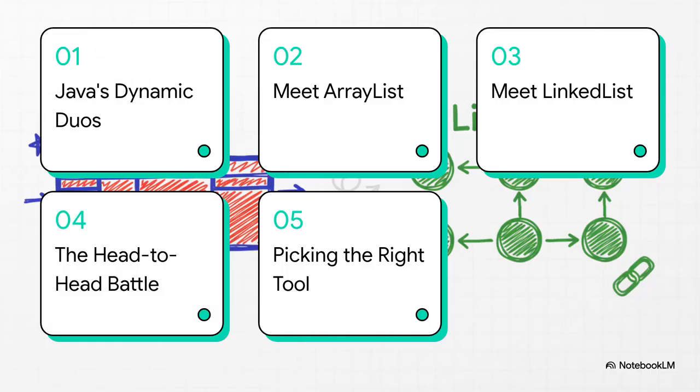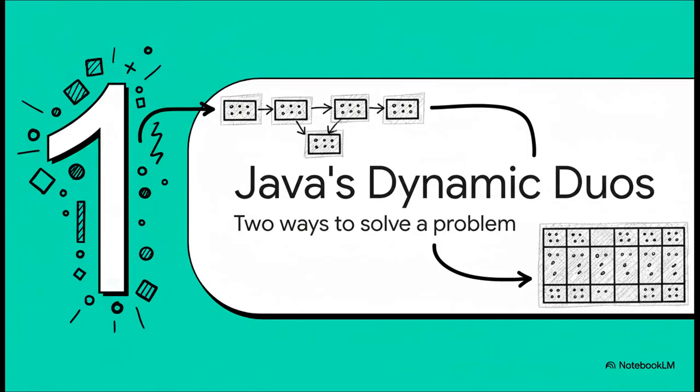Okay, so here's our game plan. First, we'll get a quick look at these dynamic duos. Then, we'll properly meet the array list, and after that, the linked list. Then comes the fun part. We'll throw them into a head-to-head battle to see how they perform. And we'll wrap up by making sure you know exactly how to pick the right tool for the job. Let's get to it.